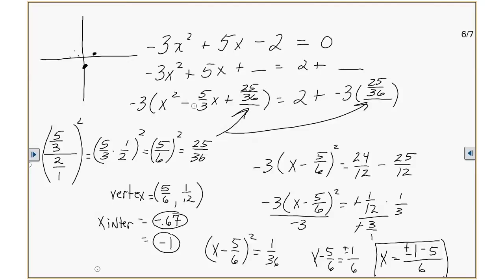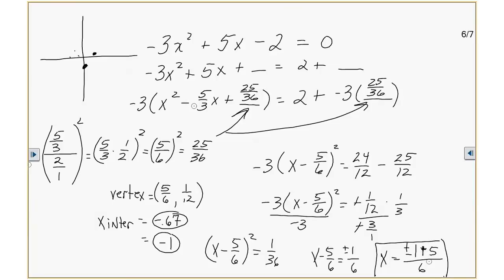Should be negative 1/12. Okay, somebody tell me where I got it wrong. Somebody check this. The vertex needs to be on that other side. Why have I got it wrong? Should be negative 5/6. Oh, did I take the opposite? Yeah, I took the opposite. Okay, somebody find it. I got something wrong. Graph it on the calculator. There it is. Thank you.